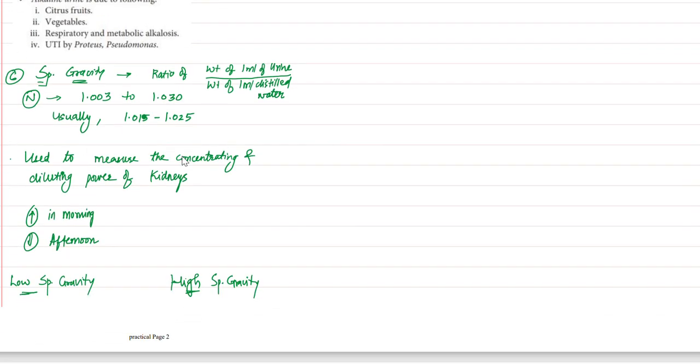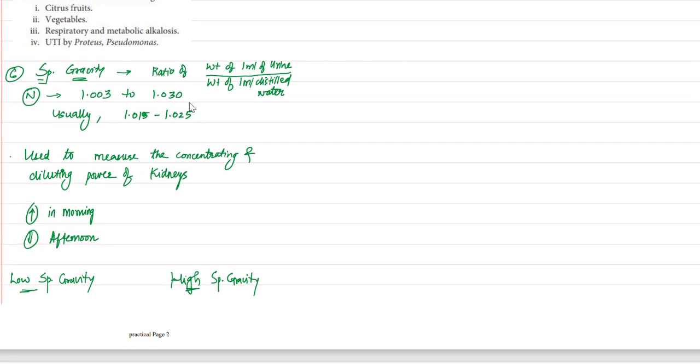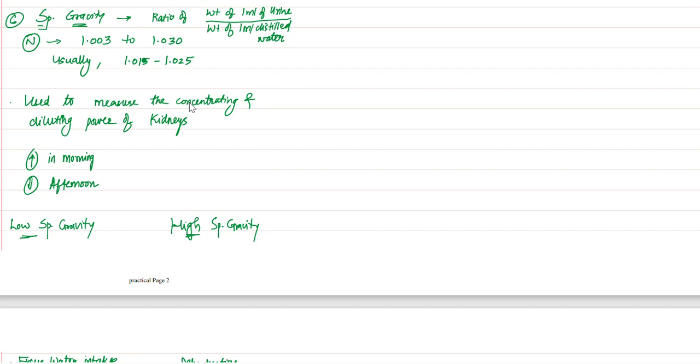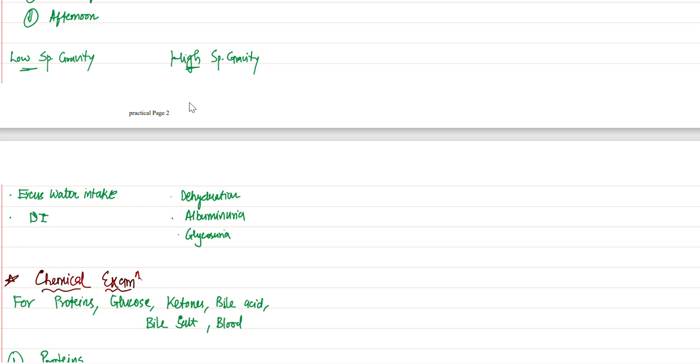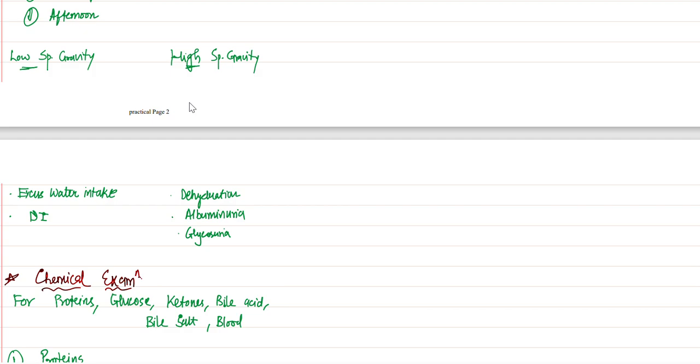The last thing is the specific gravity. Now what is it? It is the ratio of the weight of 1 ml of urine to the weight of 1 ml distilled water. Normally it is around 1.003 to 1.030, usually around 1.015 to 1.025. It is used to measure the concentrating and diluting power of the kidneys. It is increased in the morning and decreased in the afternoon. Low specific gravity is seen in excess water intake or diabetes insipidus, and high specific gravity due to dehydration, albuminuria, or glycosuria.